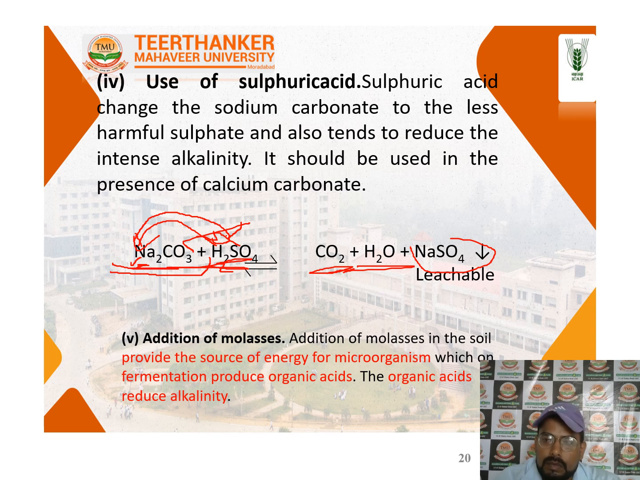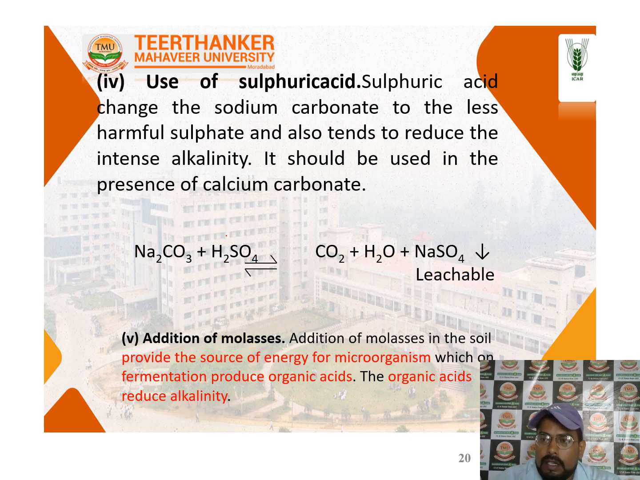And the second is molasses. Molasses is a byproduct of the sugar industries and provides energy for microorganisms, which ferment it into organic acid, and the organic acid reduces the alkalinity in the soils. And these are the chemical methods and replacement methods for the reclamation of alkali soil.